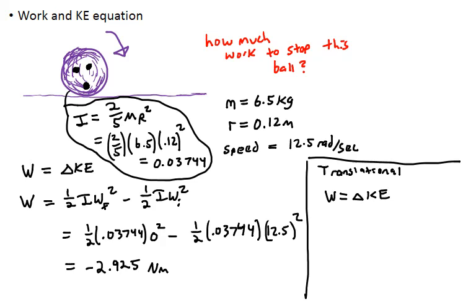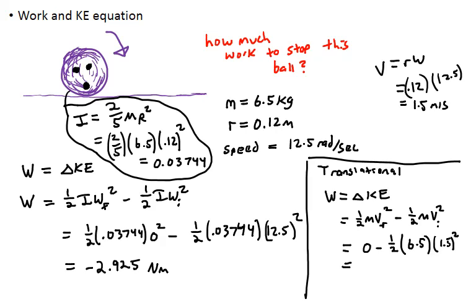Now translationally, we have the final kinetic energy minus the initial. The final is 0. For the initial, we have to get into linear, which is 1.5 meters per second for the speed, so we can find the energy. And then translationally, it's going to lose 7.3125. So it's going to take a total of 10.2 joules to slow this down and bring it to a stop.